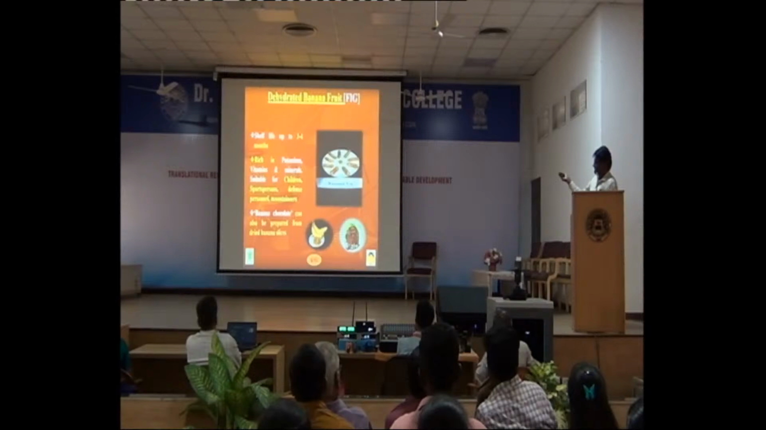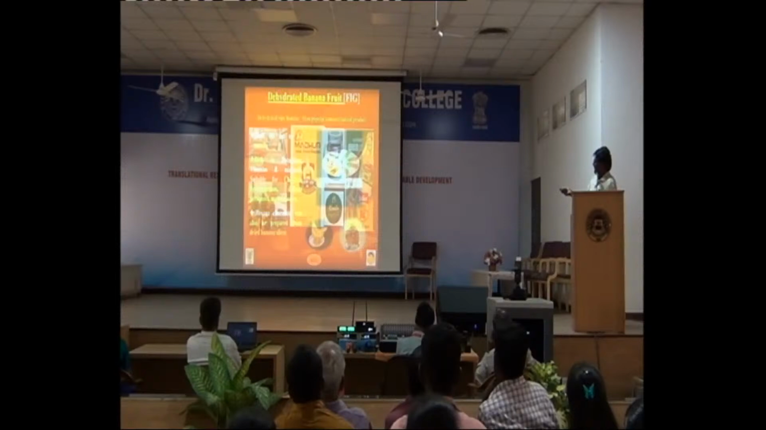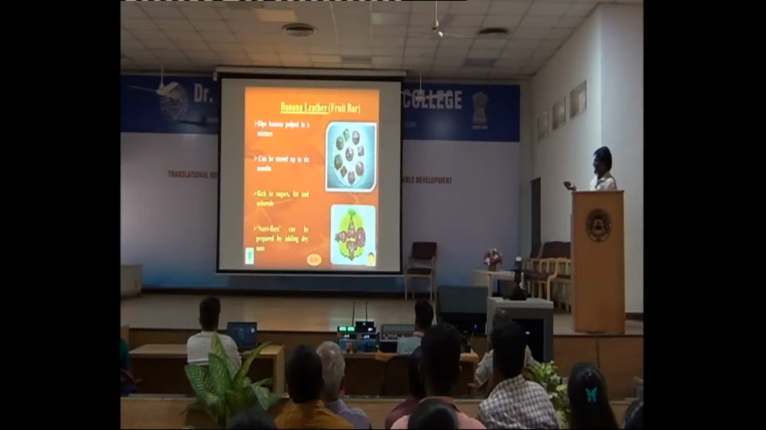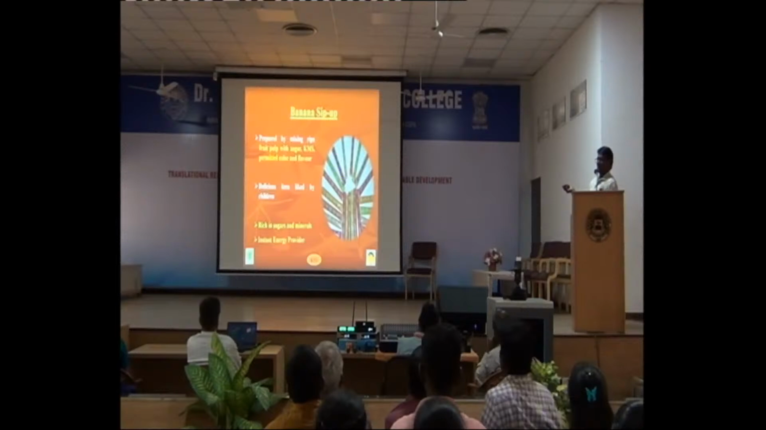We can make even chocolate from the ripe banana. Make small slices, put a chocolate coating, and you can promote it. Some companies are promoting these products even on Amazon. This is banana bar or leather. We can also make sweet chutney from ripe banana, jam, jelly, and syrup kind of products. Children like them very much.